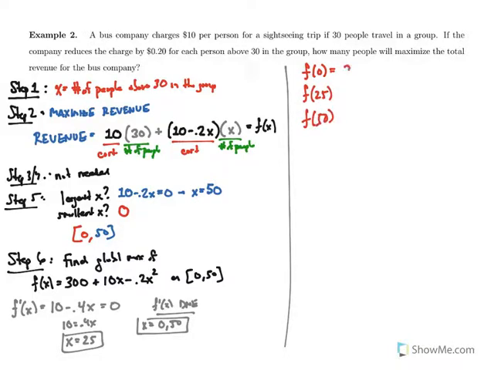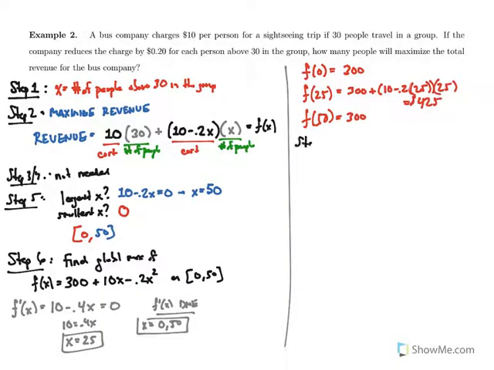f of 0 is going to give us just the 300 that we always have. Same with f of 50. And f of 25 is going to be our answer. It's going to be 300 plus 10 minus 0.2 times 25 times 25. And this is going to be equal to $425.